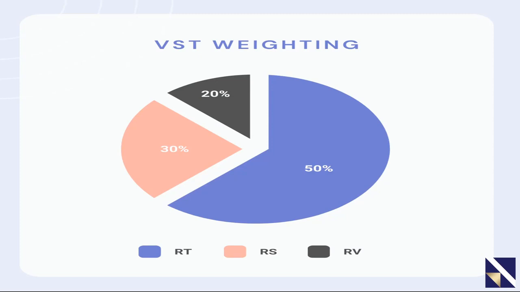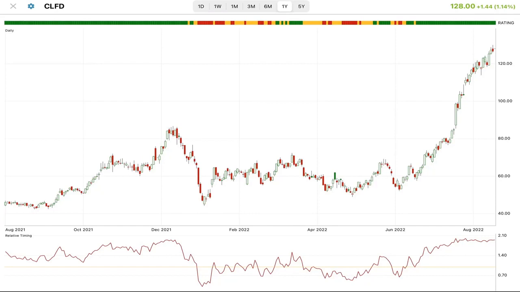We then slightly overweight relative timing and slightly underweight relative value to give favor to stocks that are uptrending. This allows you to get a true understanding from both a fundamental and a technical perspective. This is something unique that cannot be found anywhere else. Using VST allows an individual investor to make an informed decision on any stock out there in seconds rather than hours. And then I also wanted to take a look at our top VST stock currently, CLFD.